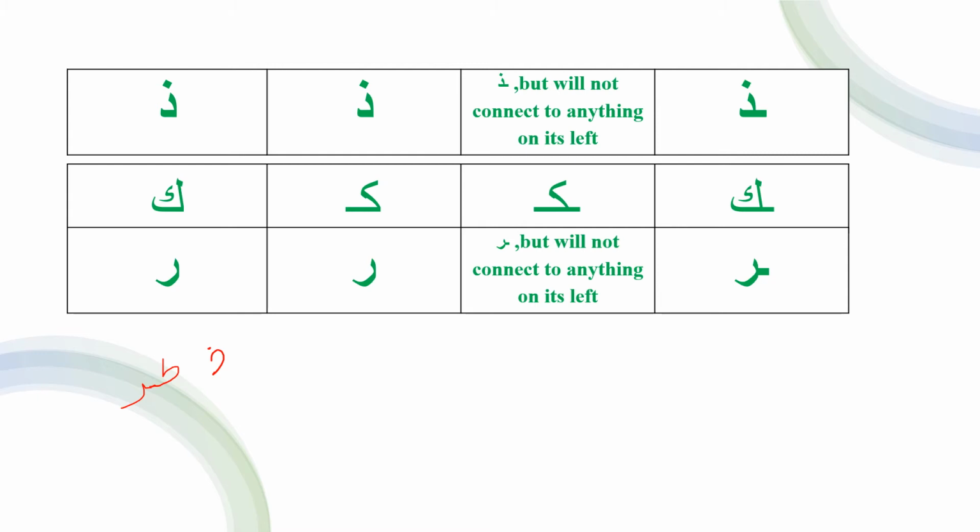The dal will not connect to anything, so it will have to be next to it, like this, next to each other. So still using fatha, dal, kaf, ra, dhakara. And the reason why they all have the a sound is because of the fatha. We have the fatha here.